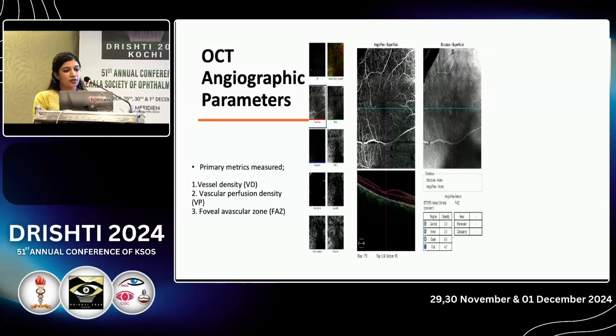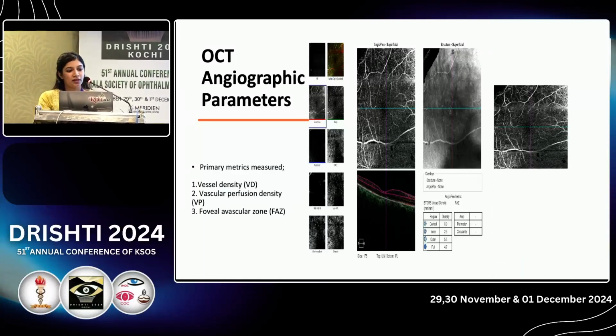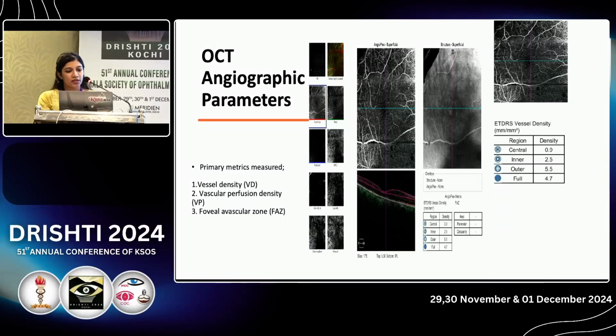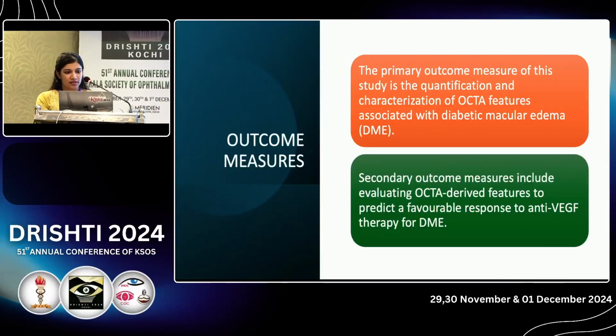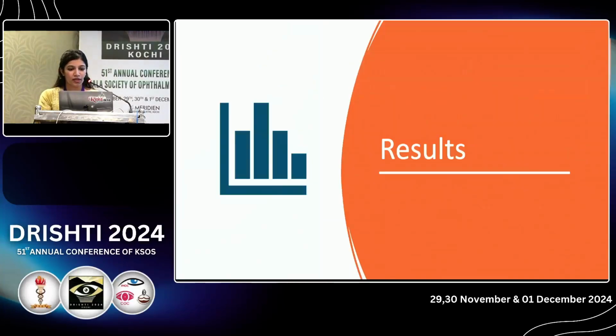The OCT angiographic parameters included were the vessel density, vascular perfusion density, and foveal avascular zone as given in the ETDRS grid seen here. The outcome measures: the primary outcome measure of this study is the quantification and characterization of OCTA features associated with diabetic macular edema. Secondary outcome measures include evaluating OCTA-derived features to predict a favorable response to anti-VEGF therapy for DME.